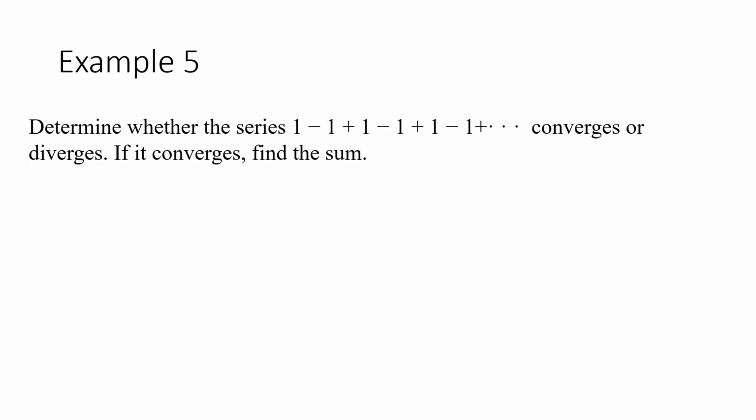Determine whether the series 1 minus 1 plus 1 minus 1 plus 1 and so on converges or diverges. If it converges, find the sum. For the solution, it is tempting to conclude that the sum of the series is zero by arguing that the positive and negative numbers cancel one another. However, that is not correct.